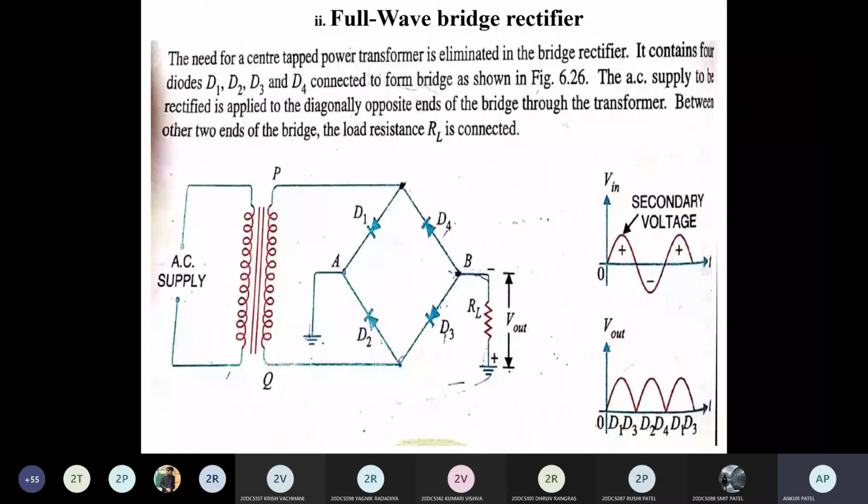So this is your full wave bridge rectifier. In the examinations, if you are asked to explain the operation of full wave bridge rectifier, then you can explain any one. But if you are asked particularly to explain the full wave center tap rectifier, then you have to explain center tap. If asked for full wave bridge rectifier, then you have to explain this full wave bridge rectifier. So just read the questions carefully and write the answer accordingly.